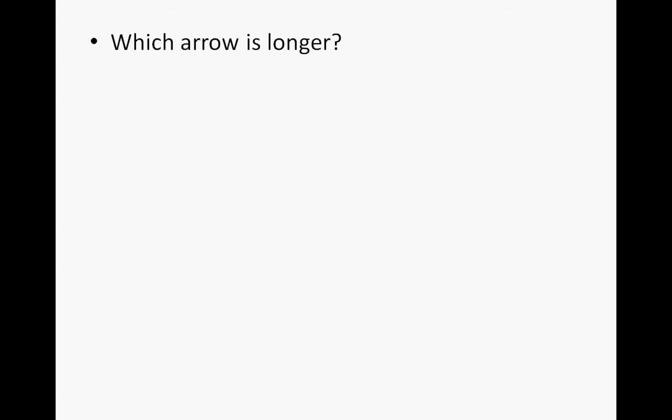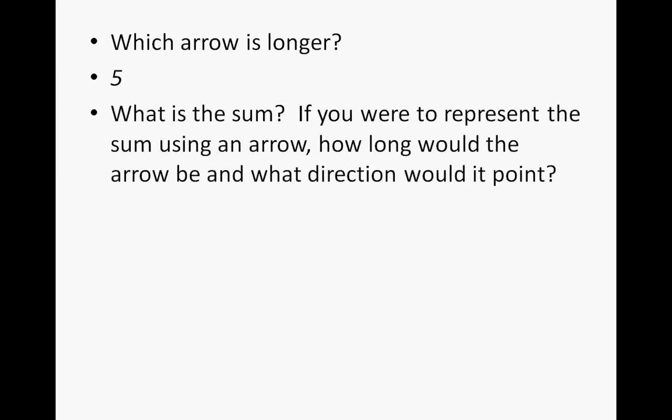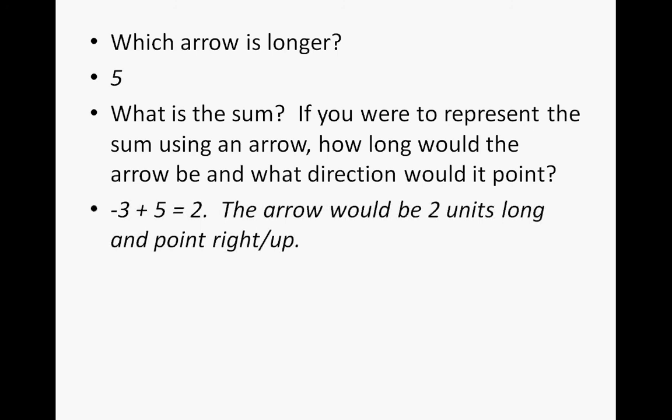So which arrow is longer? Well, the one with 5 units is longer. So what is the sum? If you were to represent the sum using an arrow, how long would the arrow be and what direction would it point? Well, in negative 3 plus 5 equals 2, the arrow would be 2 units long and it would point to the right or up.